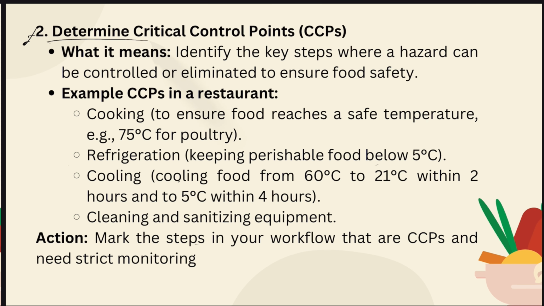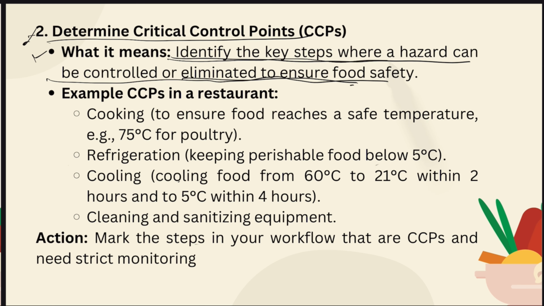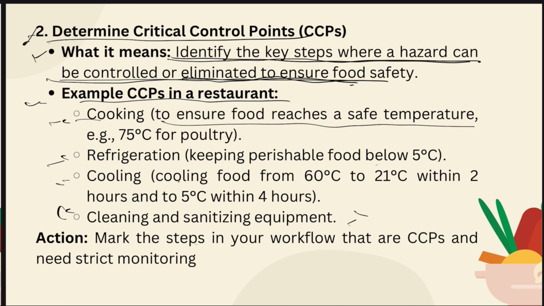Number two, determine critical control points. Okay, so what does it mean? Identify the key steps where a hazard can be controlled or eliminated to ensure food safety. Example CCPs in restaurants: cooking, refrigeration, cooling, and cleaning and sanitization of equipment. Cooking, to ensure food reaches a safe temperature, for example 75 degrees Celsius for poultry. Refrigeration, keeping perishable food below 5 degrees Celsius.